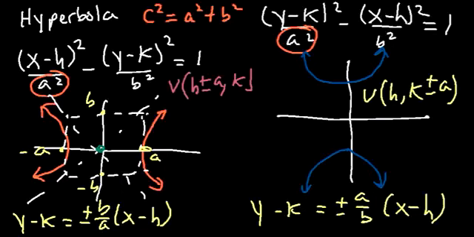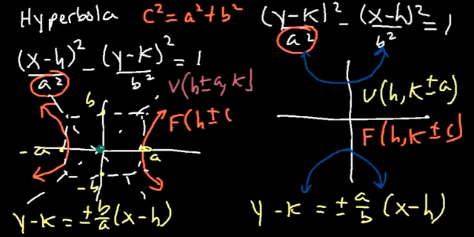Oh, I forgot the foci. The foci is going to be h comma k plus or minus c for this example, and for this one it's going to be h plus or minus c comma k. So just so you know, the foci is where it opens towards. So the foci is over here, and in this example it's over here.